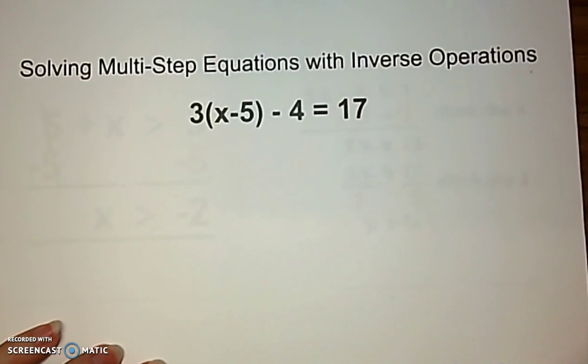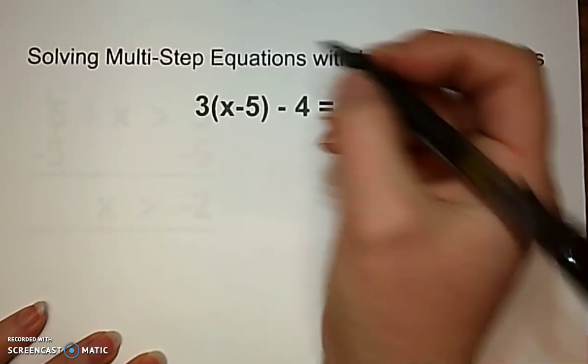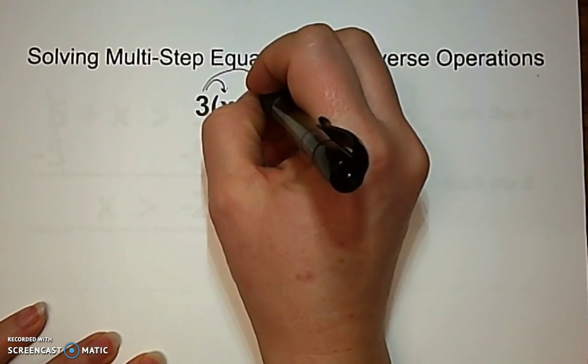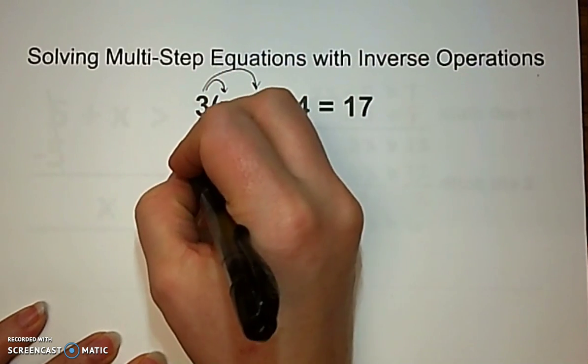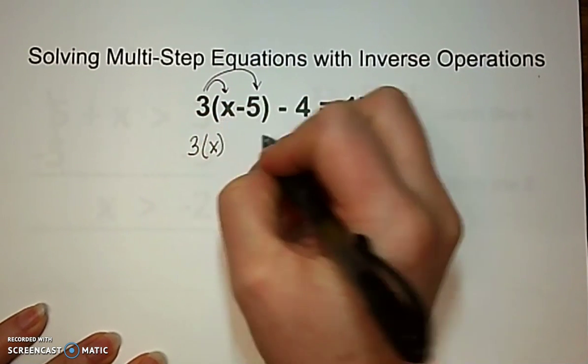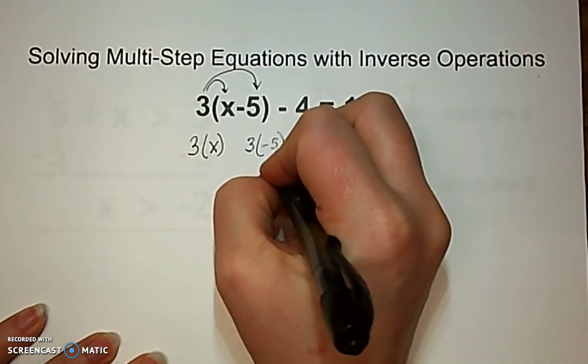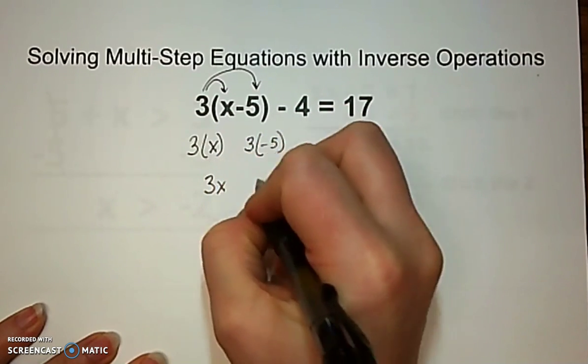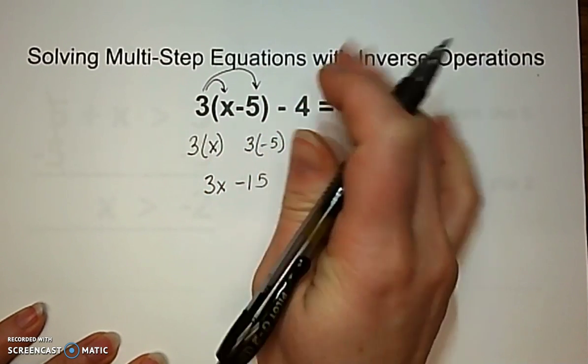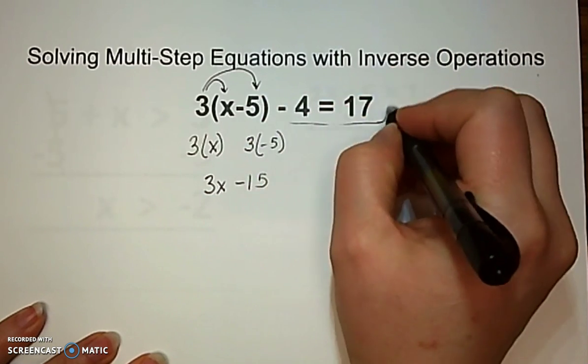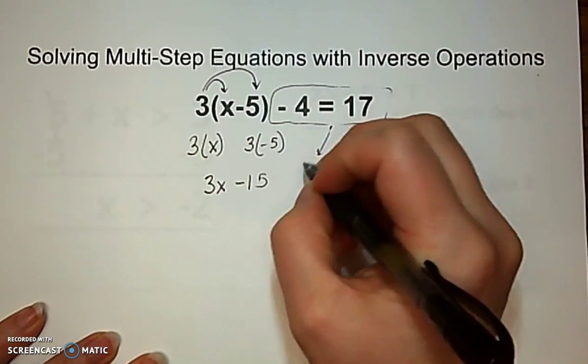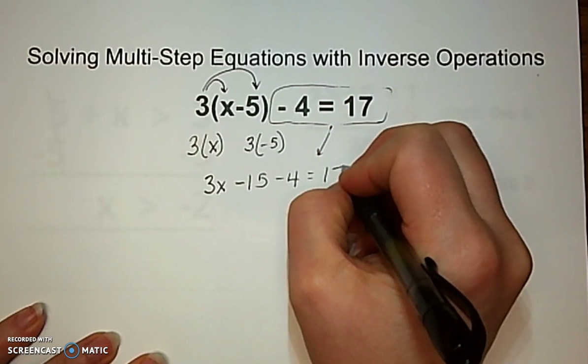We're going to put that to work here. And we're going to add in some distributive property, which we've been working on. So I'm going to pass out the 3. So 3 times x and 3 times negative 5. So I get 3x minus 15. I can't forget about this part right here. I need to make sure that I bring it down.